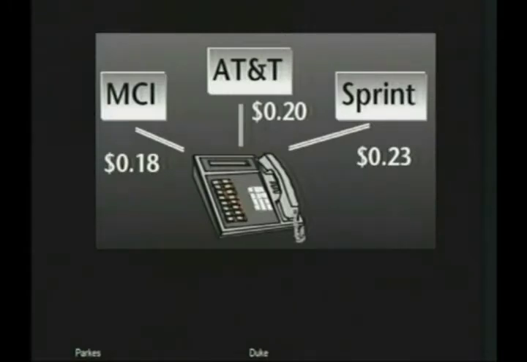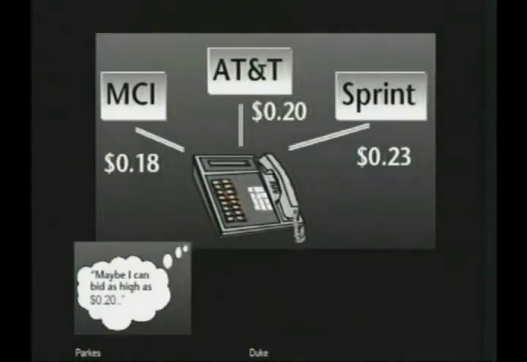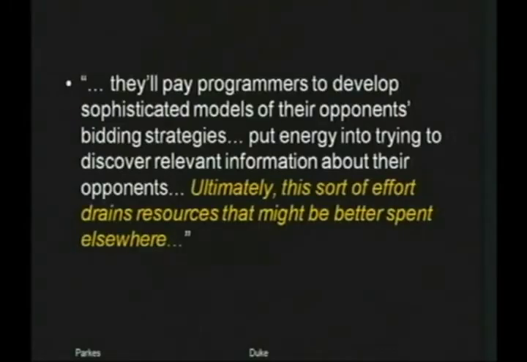And they had this nice example of these three phone companies bidding for the right to carry your call. And maybe one carrier says, maybe I could manipulate and try to bid more than my true cost for carrying the call. And they basically made the following point. They said that if we don't design the rules of the game well, then these firms will pay programmers to develop sophisticated models, put their energy into trying to discover information about their opponents, and drain resources that could be used elsewhere.